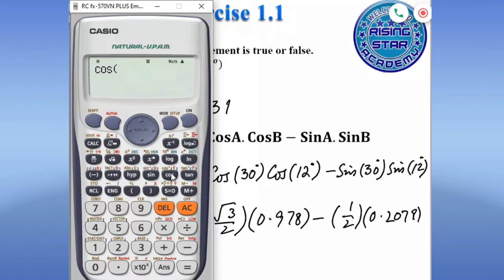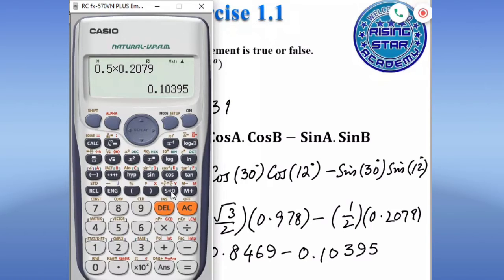So cos of 30 multiplied by 0.978, so that is 0.8469. The half is 0.5, so 0.5 multiplied by 0.2079, so the answer is 0.10395. Now we will subtract these two.